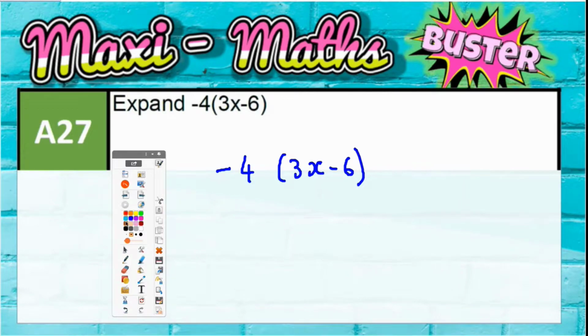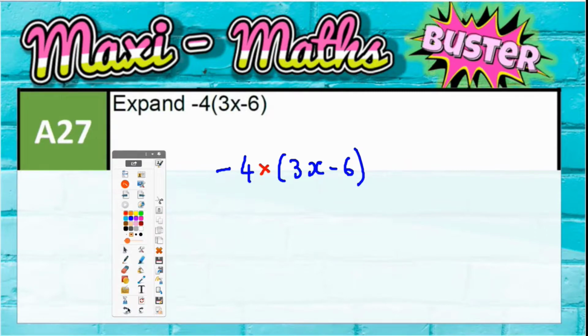Question 27. Expand -4 and then in brackets 3x minus 6. Now remember, everything in the bracket has to be multiplied by the number in front of the bracket. There's an invisible times sign between the -4 and the bracket. So both of these things, the 3x and the -6, have got to be times by -4.